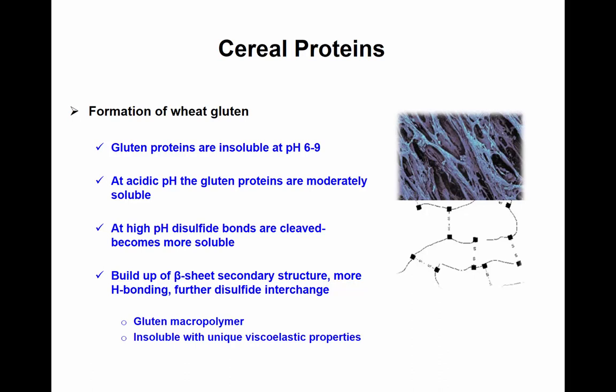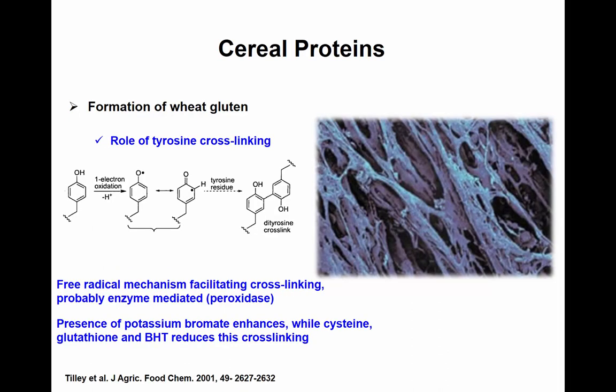And of course it's insoluble and has viscoelastic properties. So later on, not a very long time ago, in 2001 and then also in 2011, there was another paper to confirm that. These scientists found that it's not only hydrogen bonding and not only disulfide linkages; there is another force that takes place in forming the gluten network. And this is the tyrosine cross-linking.